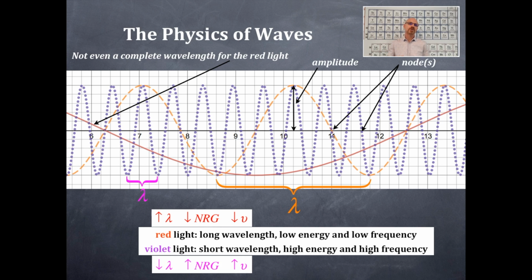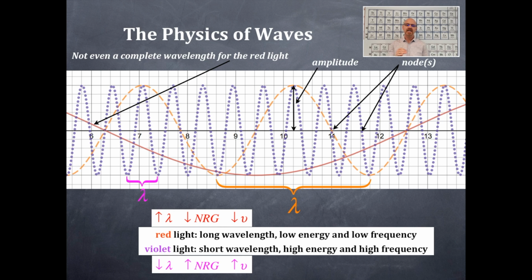And this is opposed to violet light. Okay, violet light has a very short wavelength. Notice on this slide that the red wavelength is so big that it's not incorporated in this slide. The orange wavelength is then not as long as the red wavelength, and then the violet light is even shorter in wavelength.